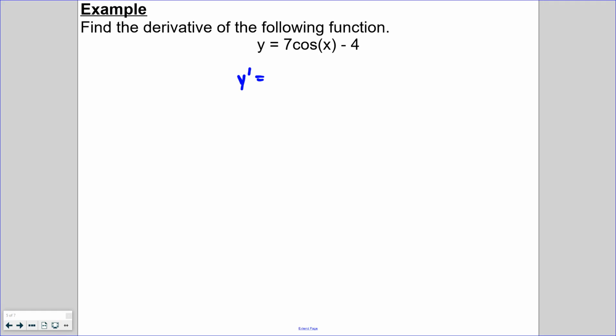As we saw on the last slide and in previous videos, when we take the derivative of a function that has a coefficient, say 7, since we have that rule that says we can factor out the coefficient, essentially we can just ignore the coefficient and take the derivative of the function. And the derivative of cosine, remember, is negative sine of x. Then we have the minus 4 there, and the derivative of 4 is 0, because the derivative of any constant is 0. Finally, we just need to simplify, so y prime is going to be negative 7 sine of x.